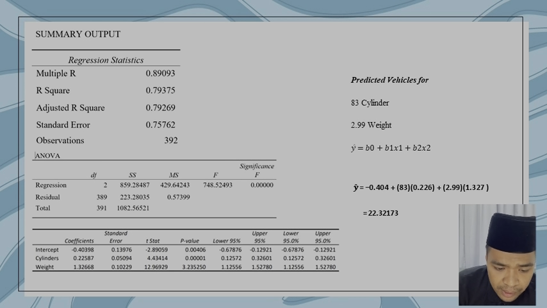B2 value is the estimate from prediction on 2.99 weight data. X2 value is the coefficient value in the regression model table summary, which states 1.32668. That's all from me. Thank you.